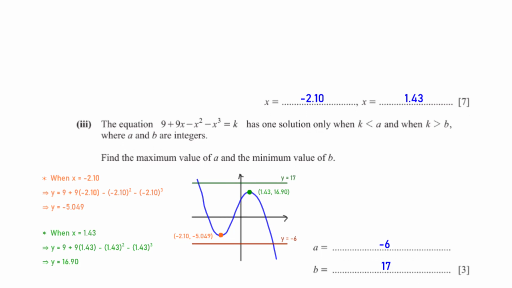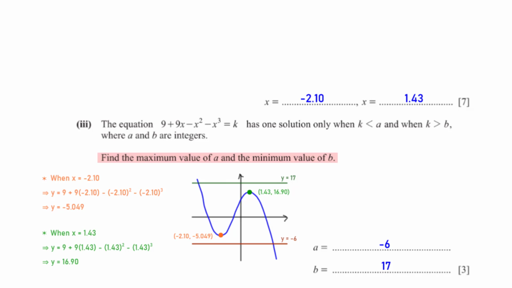The equation 9 plus 9x minus x squared minus x cubed equals k has one solution only when k is less than a and when k is greater than b, where a and b are integers. Find the maximum value of a and the minimum value of b. In other words, we are to find the line y equals k that cuts the graph of y equals 9 plus 9x minus x squared minus x cubed at one point.